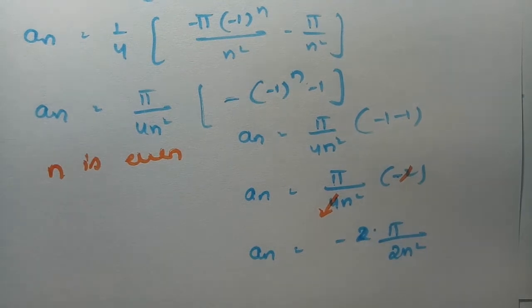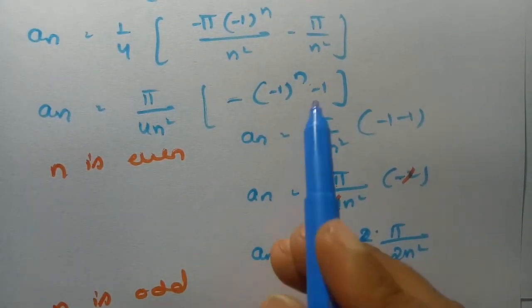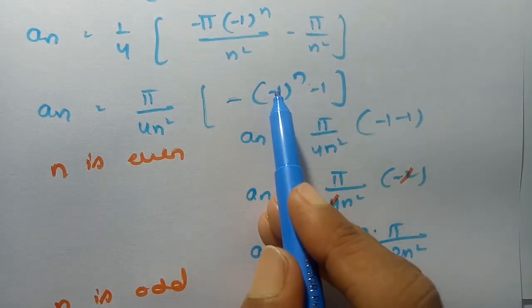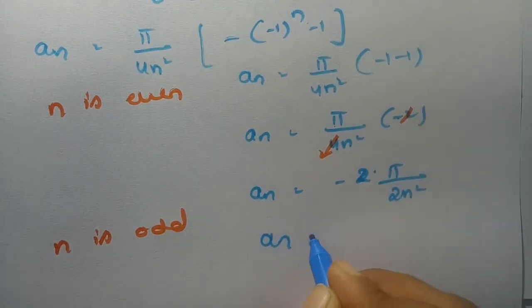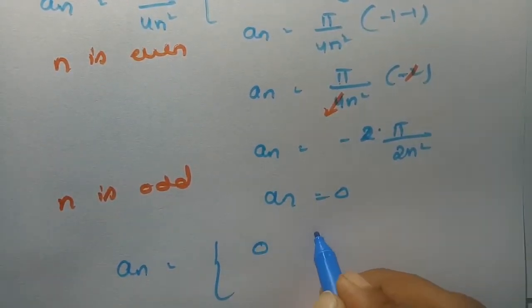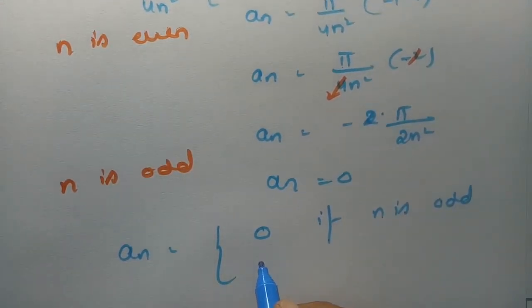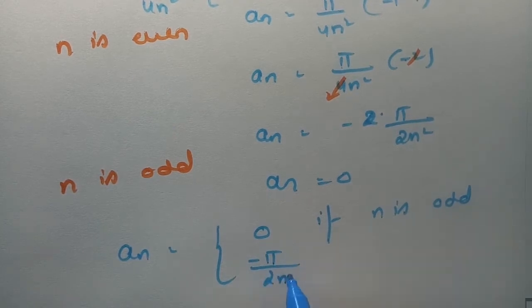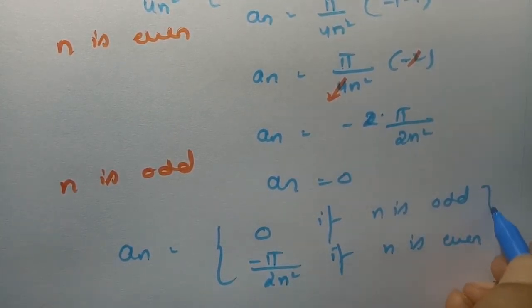So if n is an odd value, 3 or like that, this will be minus of minus, plus, and this plus and minus will cancel, that an will be 0. So an value will be 0 if n is odd, and this is minus pi by 2 n square if n is even.